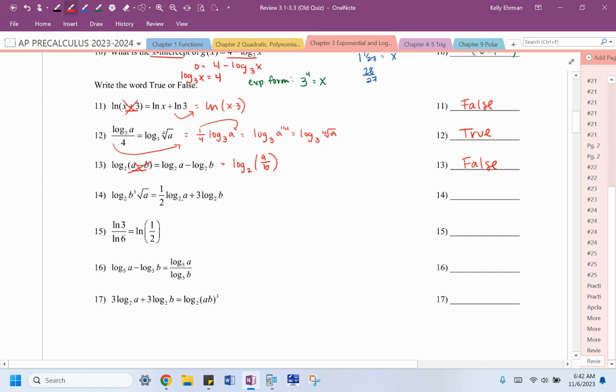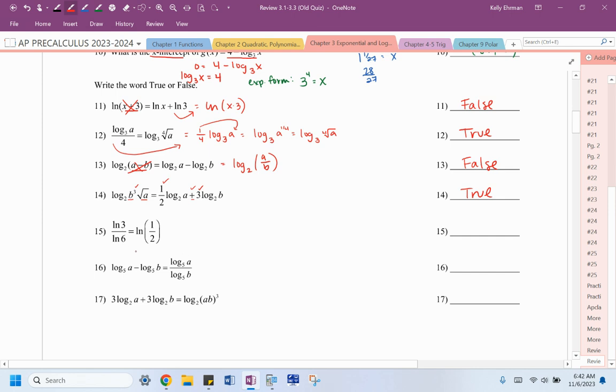All right, and then let's see if this is true. So we've got a b and an a, so there's addition going on, so that's right. A is to the 1/2 power, so there's a 1/2 out in front. And b is to the 3rd power, so there's a 3 out in front. Yeah, so that one's true.